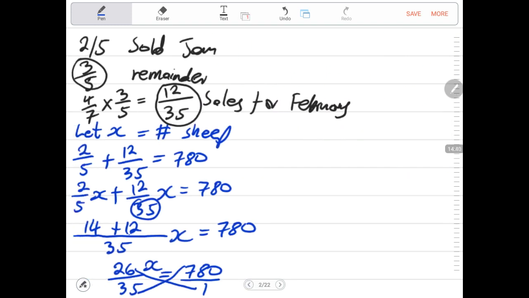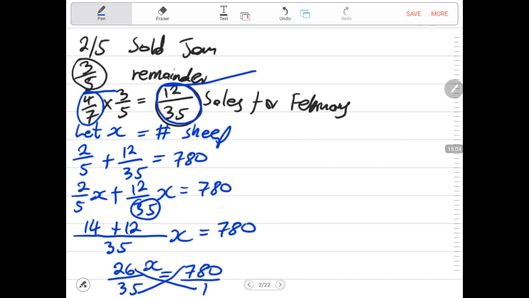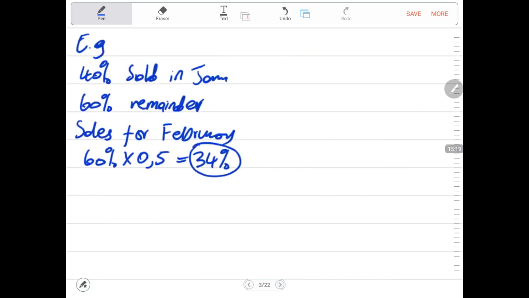I want to go back to what I did previously. If you remember, we said he sold 4 over 7 of the remainder, which gave us 12 over 35. Now, if you say 12 divided by 35, how much do we get? We still get the same 34% that we have in this current percentage scenario. So either way, we get to the same numbers. This 12 over 35 is the 34%, just to verify. Yes, it is 34.2. I thought 32 something. It is 34%. So now I sold 34% in the month of February.